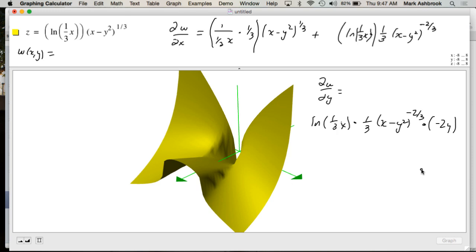So do you see how it works? If you're doing the partial with respect to x, anything that's a y, you just treat it like a constant. When you're doing the partial with respect to y, you treat anything that's an x as a constant. Questions on that example?